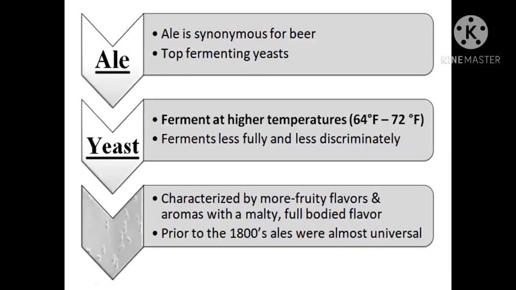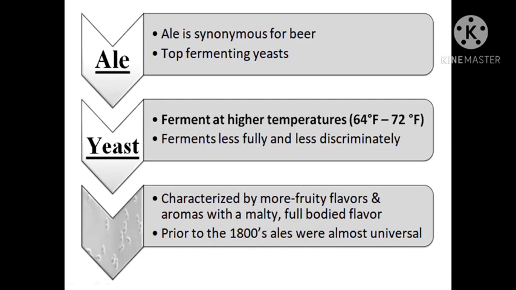We did not discuss the ale yet. Ale is synonymous with beer, and it uses top fermenting yeast. Ale is well known as the top fermented beer. Its characteristic is a more fruity flavor and aroma, with a malty, full-bodied flavor. Prior to the 1800s, ales were almost universal, and the temperature required for ale yeast is 64 to 72 Fahrenheit. It ferments less fully and less discriminately.